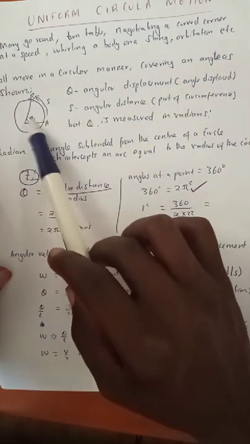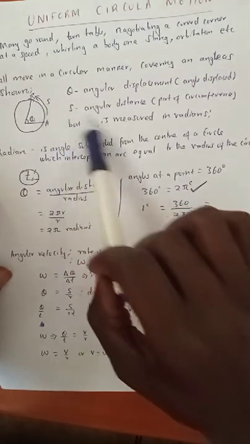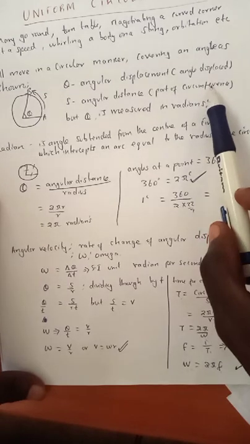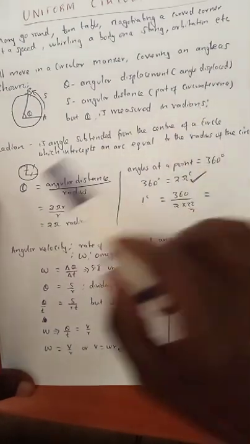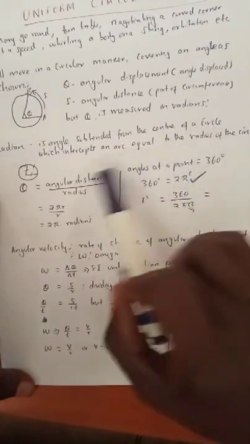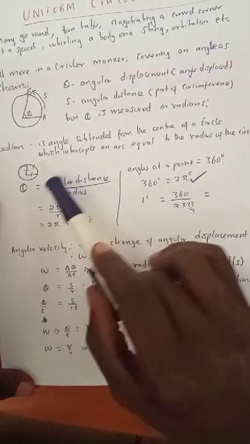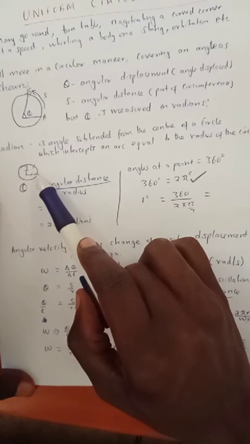So this is the angle we are calling the angular displacement. Then covering a circular distance that we are calling angular distance s. That is the part of the circumference of that circular motion. So this theta is normally measured in radians. Remember, 1 radian is the angle subtended from the center of the circle, which intercepts an arc equal to the radius of the circle. Therefore, 1 radian is implied when this radius is the same as this arc here.